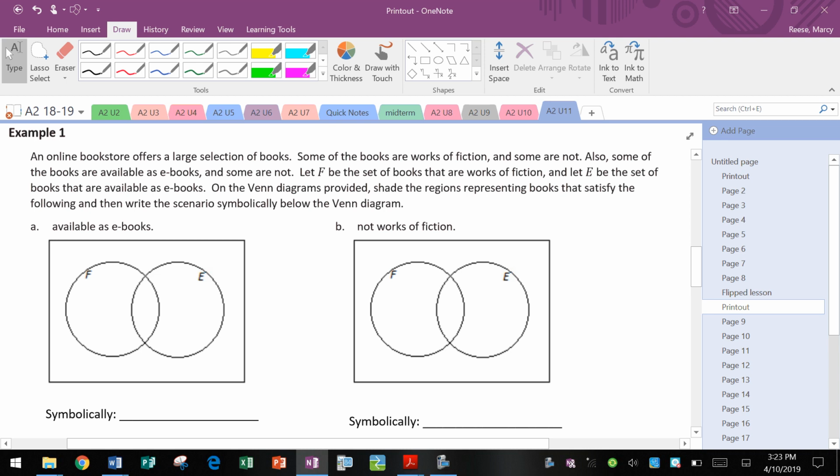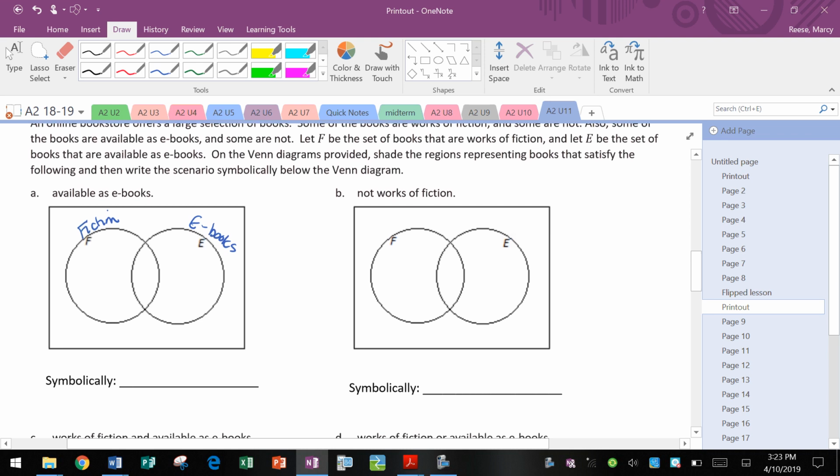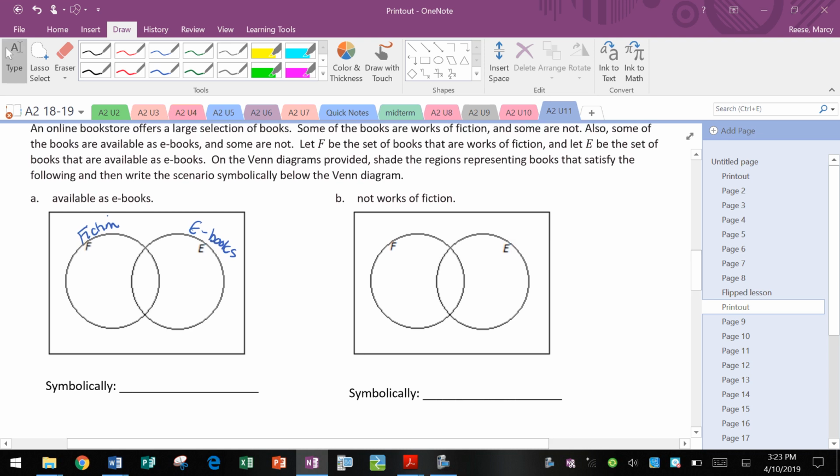An online book store offers a large selection of books. Some of the books are works of fiction and some are not. Also, some of the books are available as ebooks and some are not. So let F be the set of books that are fiction. So this is my fiction circle in my example. And the E represents my ebooks. Okay, and that's it. So F is fiction, E is ebooks. Venn diagrams are provided. Shade the region that represents books that satisfy the following, and then write the scenario.